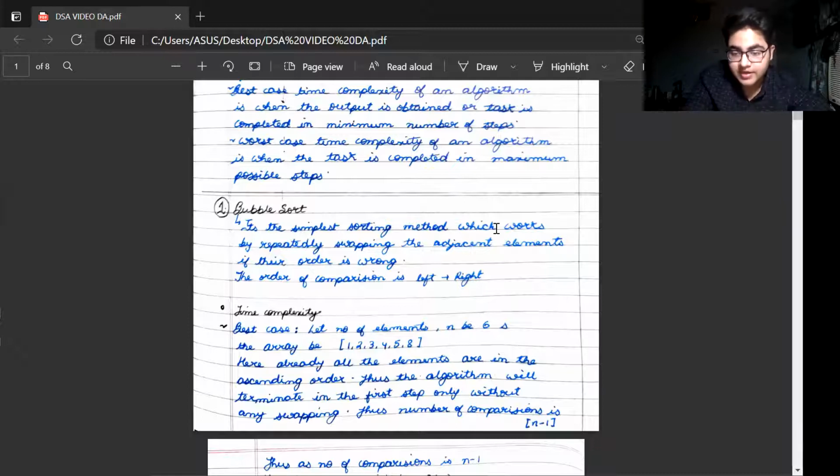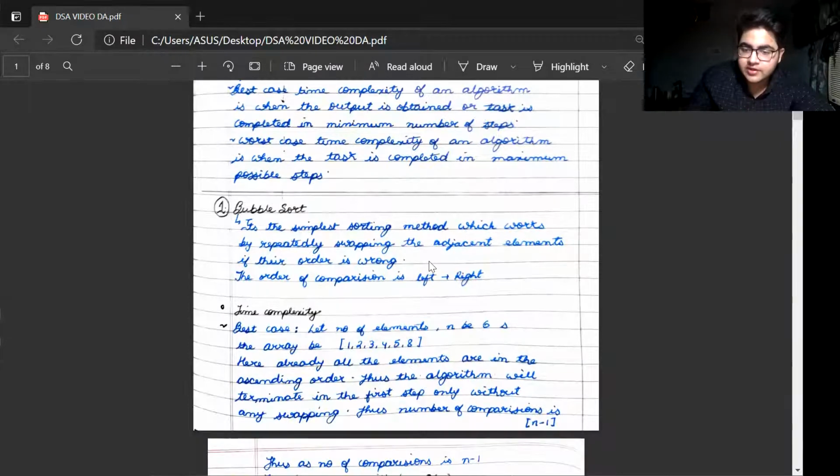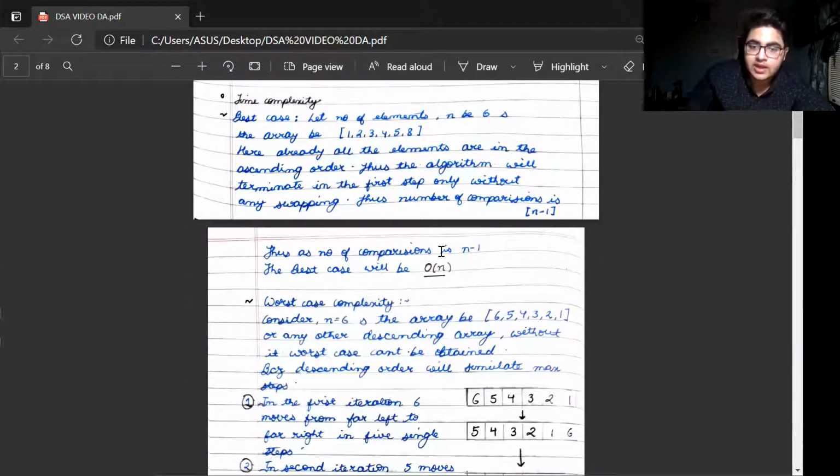Thus, the number of comparisons is n minus 1. As the number of comparisons is n minus 1, the best case will be order of n, and the reason behind this is that we always take the maximum power of n.